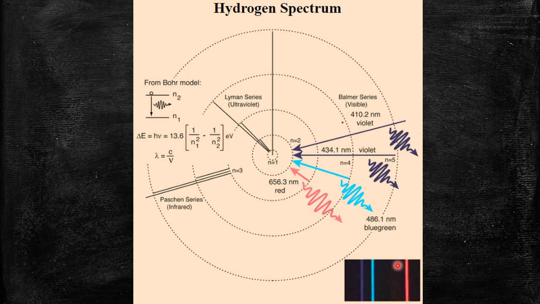The wavelength of the red light is 656.3 nanometer, and blue-green is 486.1 nanometer. Visible region, invisible region, but violet's wavelength is 410 nanometer. From the beginning point it is 484.1 nanometer.